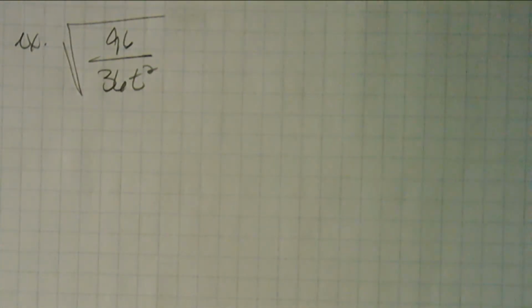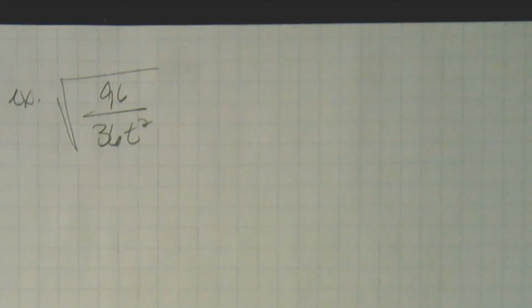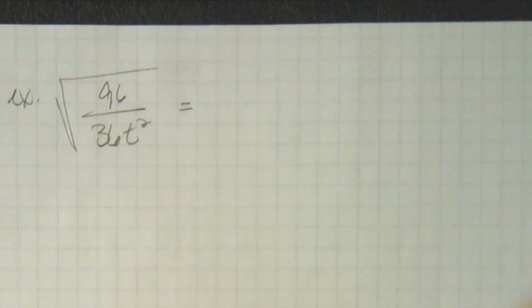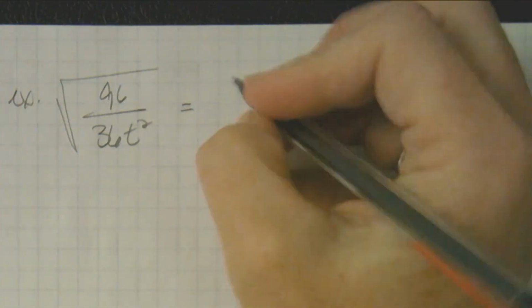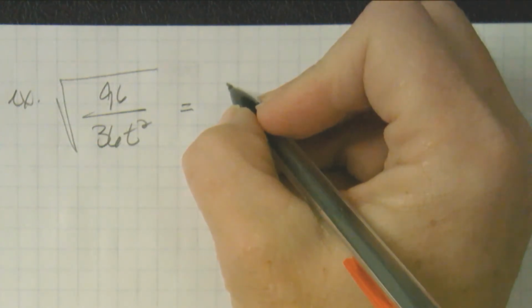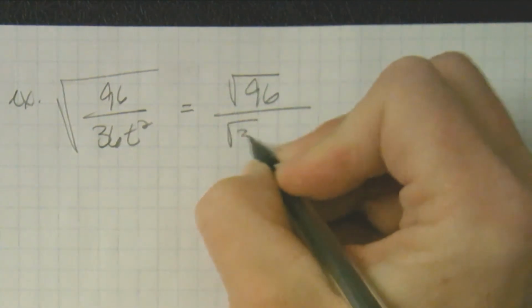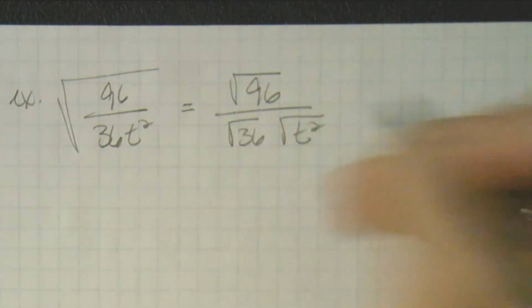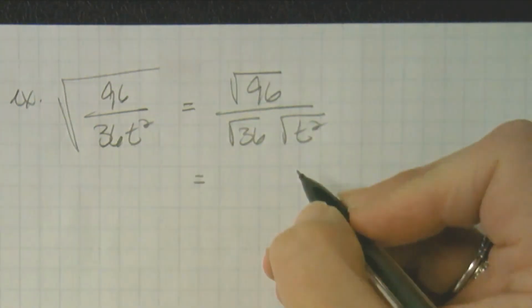Ashton. All right, so let's just start. We'll work on it together if you have troubles. What's the first step, Ashton? Okay, so I need to do the square root of 96 over the square root of 36 times the square root of t squared, correct? Yes? Okay, and you said 96 is what?